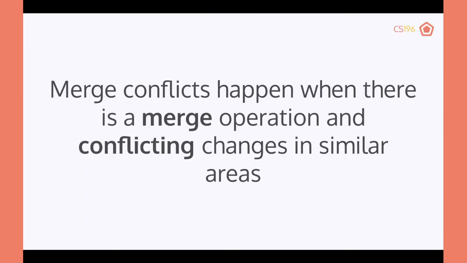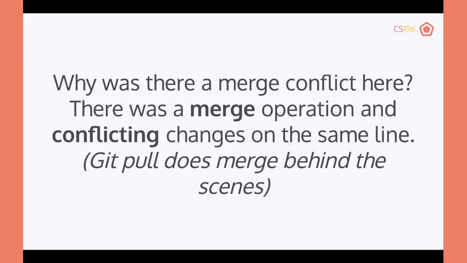So merge conflicts, you need to keep separate from pull because it can happen anywhere. A merge conflict is only whenever there's a merge operation, and it's when there's two different things that got changed in the same area. So why was there a merge conflict on our shopping list? Well, as I said, we were doing a merge operation by doing git pull, and we had two different changes on the same line. So that's why we ran into that.